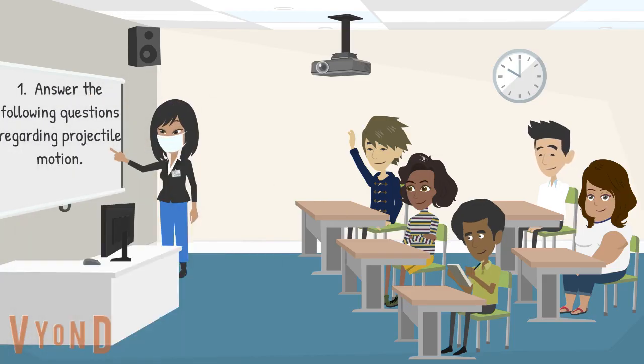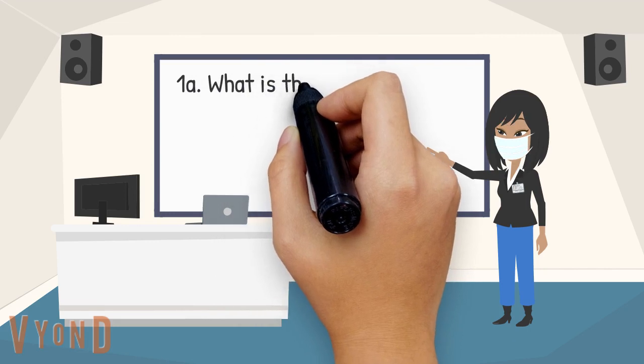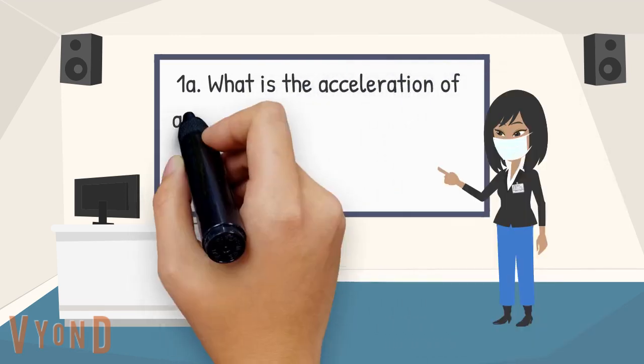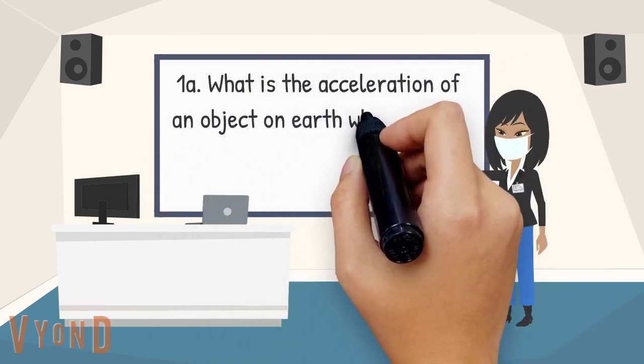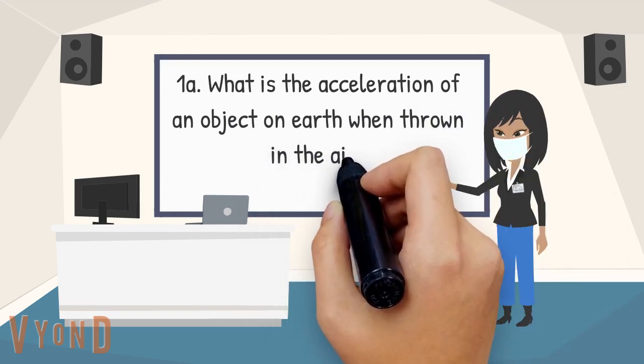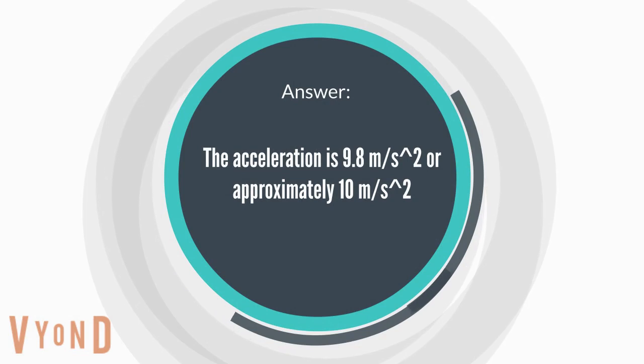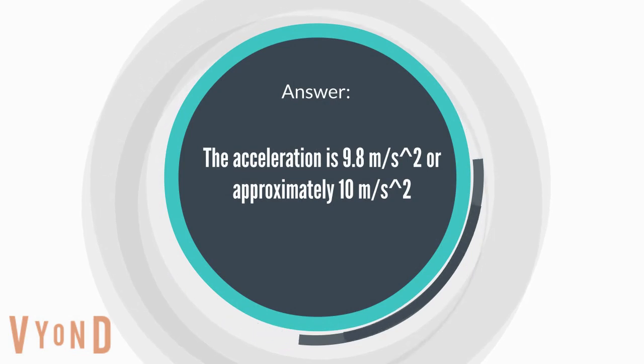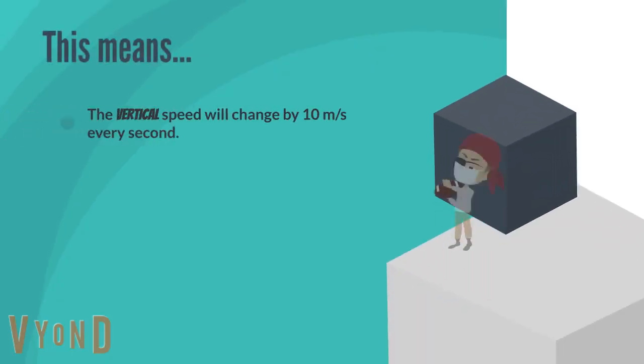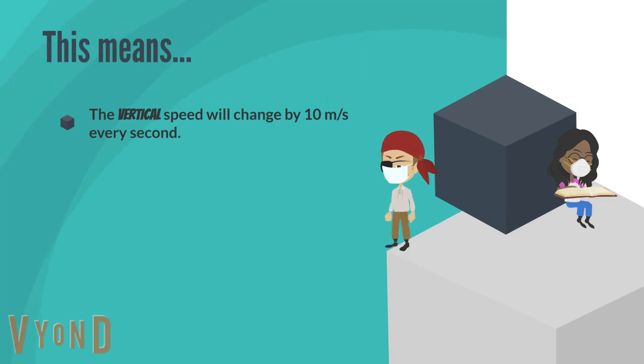The first question on the test will be about projectile motion. What is the acceleration of an object on Earth when thrown in the air? The acceleration is 9.8 meters per second squared, or approximately 10 meters per second squared. This means the vertical speed will change by 10 every second.